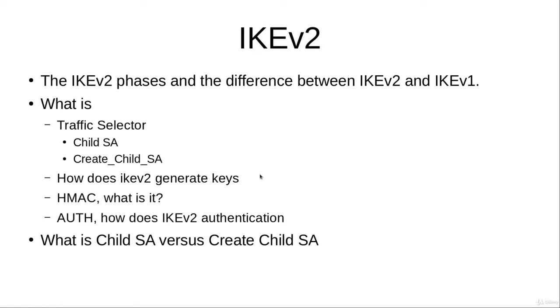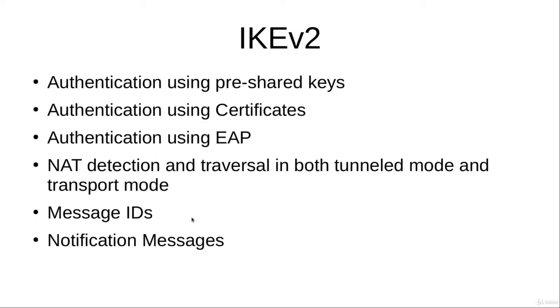We will understand how IKE version 2 generates keys. We will also go over IKE version 2 concepts, including message authentication code, and hashed message authentication code. With IKE version 2, you can authenticate using pre-shared keys, certificates, or using extensible authentication protocol. We will go over each of the authentication methods in details, explaining how each authentication happens. This includes understanding the finer details of the authentication process.